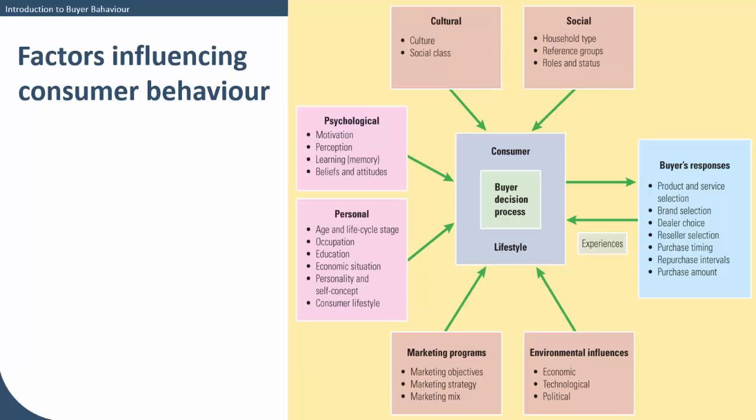There is a lot of additional reading on buyer behaviour in your Principles of Marketing textbooks that will support this tutorial. In looking at the first concept, consumer buyer behaviour, there are a lot of factors that influence consumers in what they buy and how they buy. Some of those factors that we need to consider as marketers are cultural, social, buyers' response, such as the experience they've had before, environmental influences, marketing programs, personal and psychological.